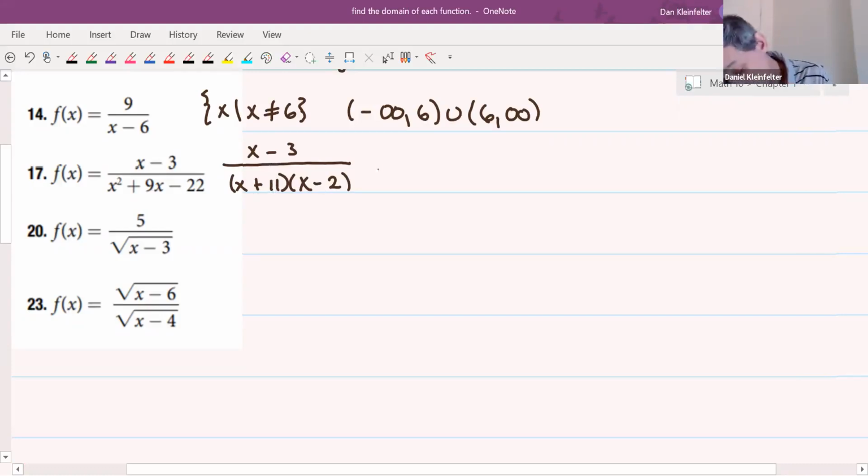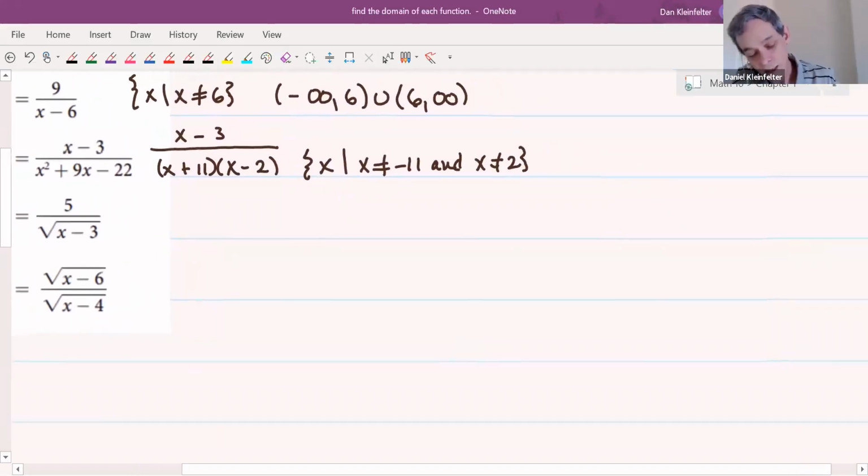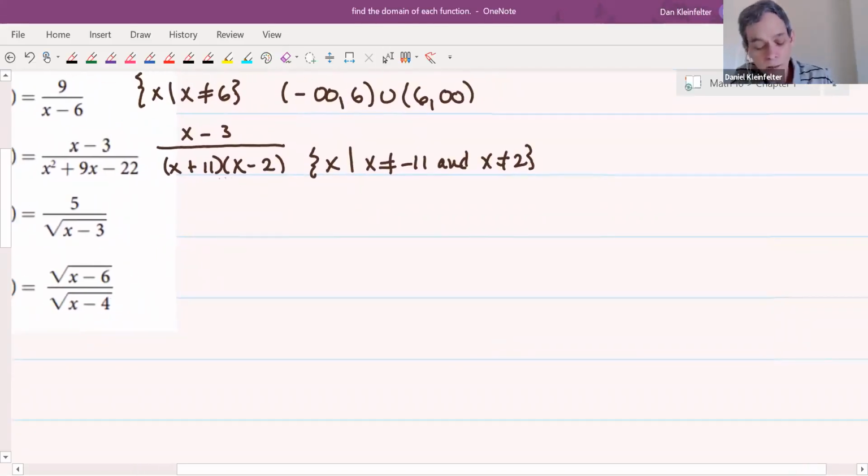Right, so in set builder notation, the set of all x such that x is not equal to negative 11 and x is not equal to 2. For interval notation, it's a little trickier. What might help you would be to draw out a little hunk of the number line. And then we're going to punch some holes in it, okay?